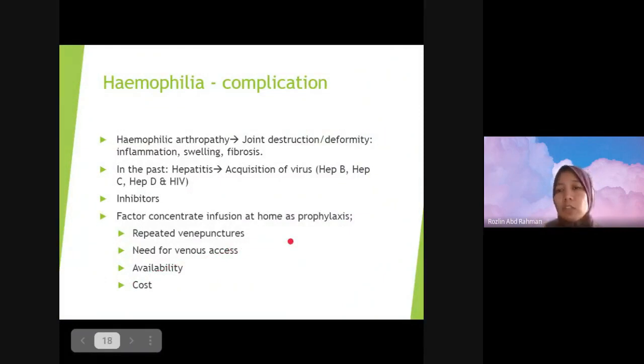Alright, so what are the complications that may arise from haemophilia? Paling common adalah joint damage ataupun kita panggil hemophilic arthropathy. Okay, this occur when there is bleeding into the joints lah, and then kita tak treat dia betul-betul. Okay, so this is the most common complication of haemophilia, bleeding into the knees, into the elbow, ankle joint, shoulder. All this can lead to chronic swelling, pain, immobility, and then eventually you can get joint deformity.